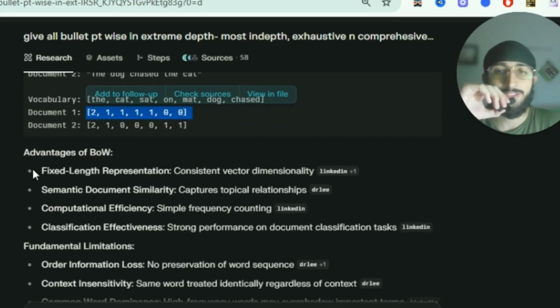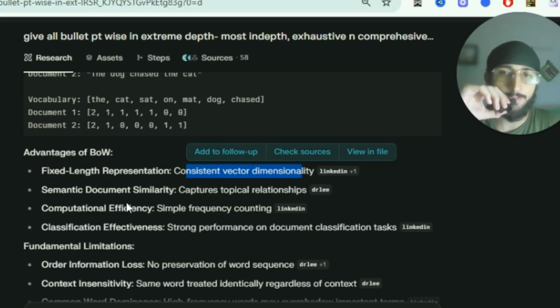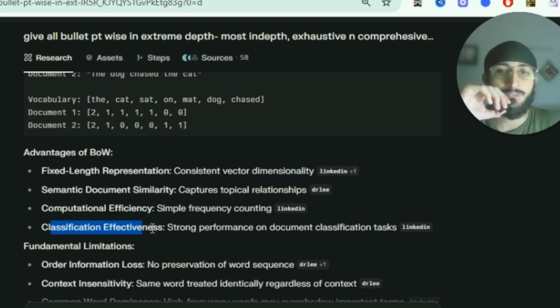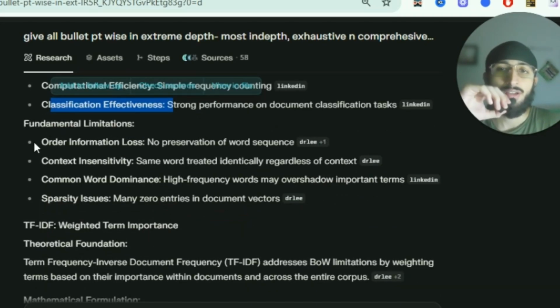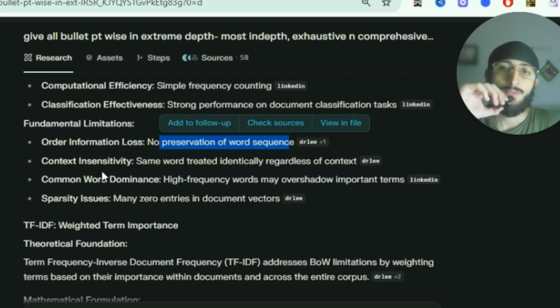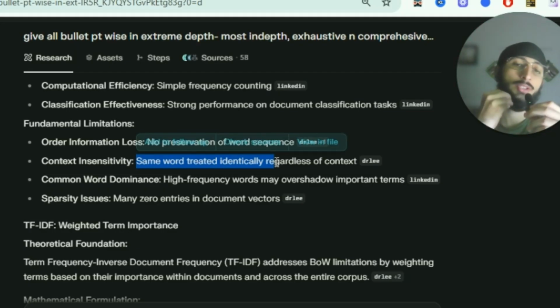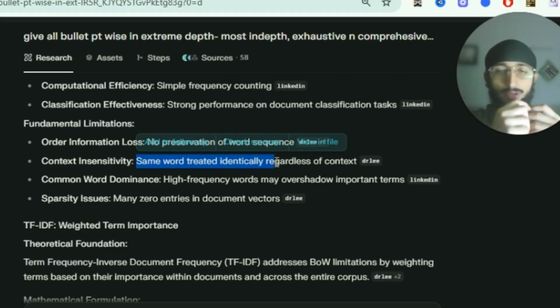Advantages of bag of words: fixed length representation, consistent vector dimensionality, semantic document similarity, captures topical relationships, computational efficiency, classification effectiveness. Limitations: order information is lost, no preservation of the word sequence, right? So the order is lost. Then context insensitivity, so the same word is treated identically regardless of the context. Then common word dominance, so high frequency words may overshadow important terms. Sparsity issues, many zero entries in document vectors.